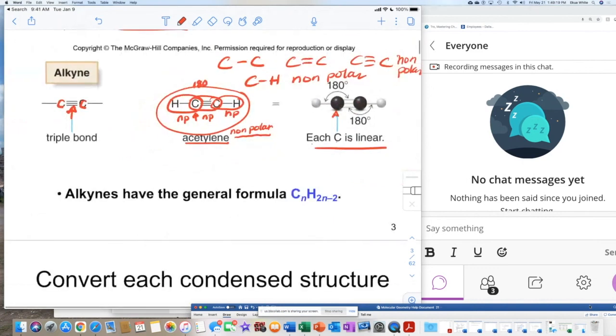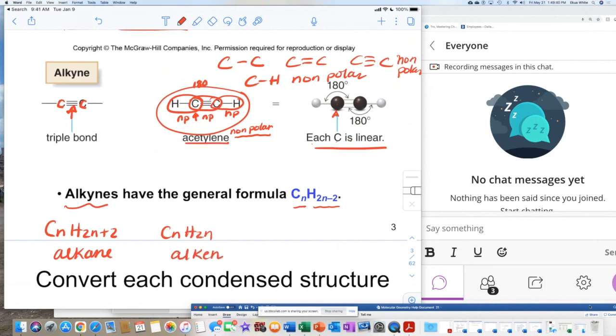that. Now with the alkynes, the general formula is CnH2n minus 2. While we're here, I want to quickly review, because while we're learning new stuff, I want to make sure we remember the old stuff. CnH2n plus 2, that was the alkane. CnH2n, this is the alkene. We just learned that, double bond. CnH2n minus 2 is the alkyne.